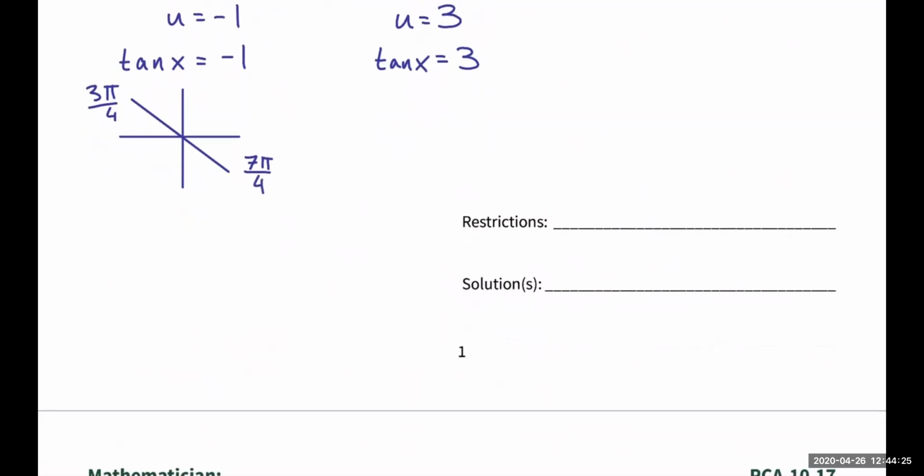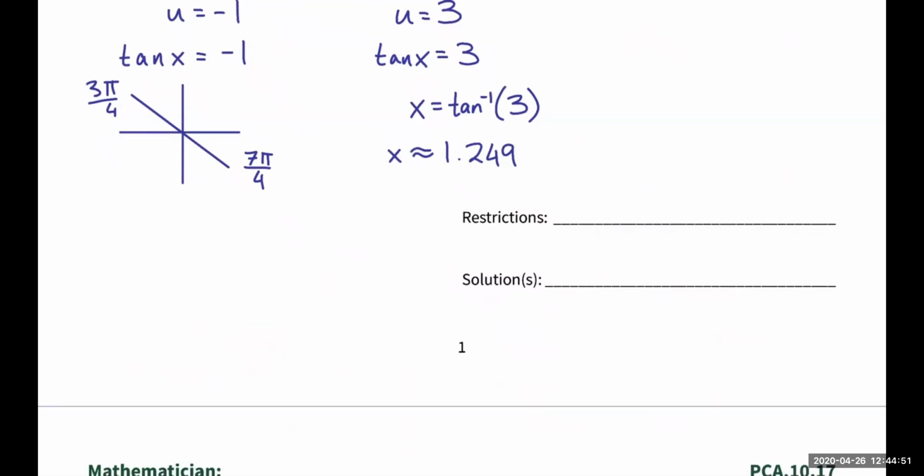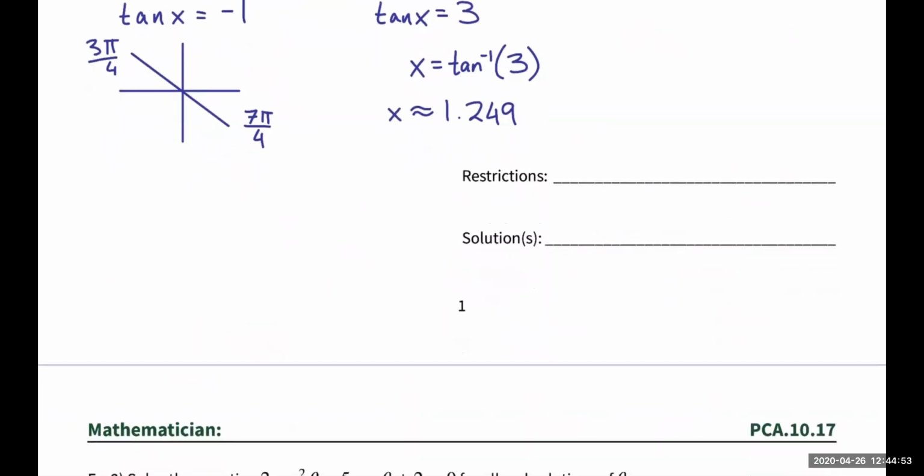When we have tangent of x equal to 3, though, that is not a nice unit circle value, so we will have to use our calculator for that. So we'll set up the inverse trig. So x is equal to the inverse tangent of 3. In this particular case, I'll plug that into my calculator, and I'm getting 1.249.